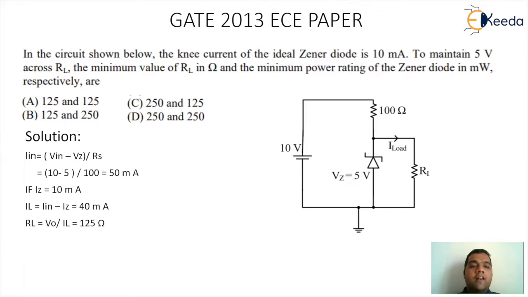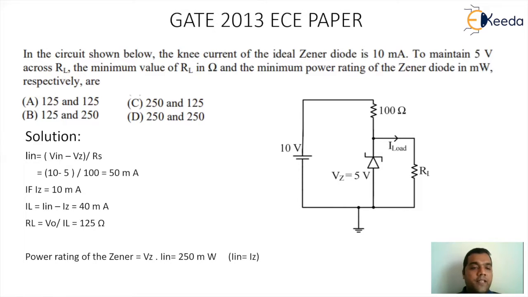So the value of RL will become VO by IL. So the value of VO is basically the voltage across Zener, that is 5 volt. So it is 5 volt by 40 milliampere. The value will come as 125 ohm. That's the value of RL. So out of the 4 options, option C and D will be rejected because A and B are having both the values same as 125 ohm. Now the final selection will depend on the rating of the Zener.